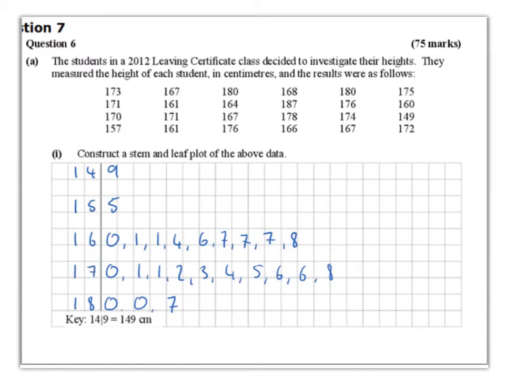Then for 17, we've got 0, 1, 1, 2, 3, 4, 5, 6, 6, 8. And then for 18, we have 0, 0, 7. So now we have an ordered stem and leaf. And we have a key at the bottom, which tells us that 14/9 is equal to 149 centimetres. If there's no key included, make sure to add in your own key.